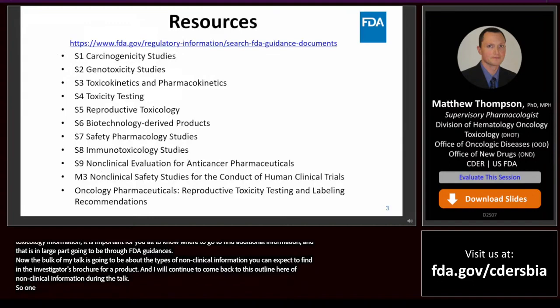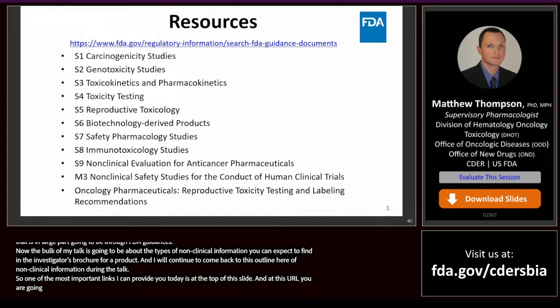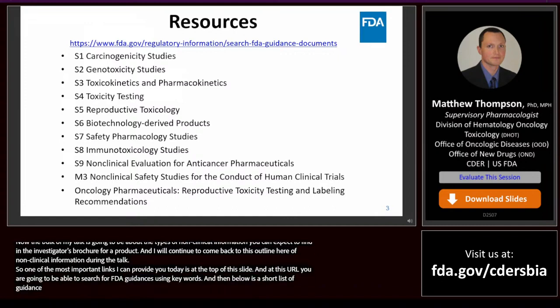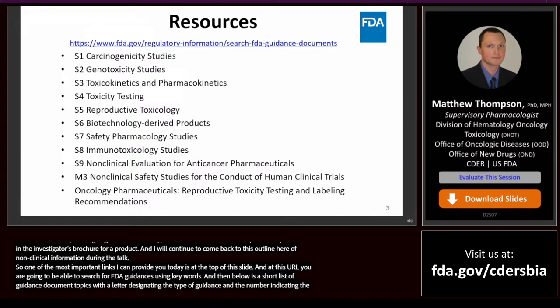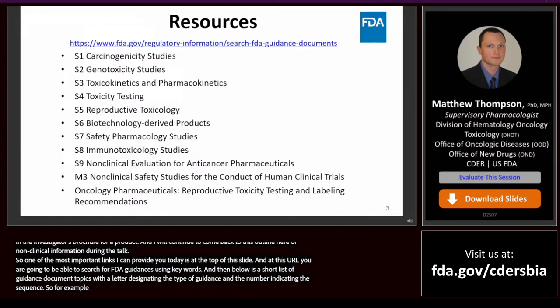So one of the most important links I can provide you today is at the top of this slide. And at this URL, you're going to be able to search for FDA guidances using keywords. And then below is a short list of guidance document topics with a letter designating the type of guidance and the number indicating the sequence. So, for example, here S refers to safety, and M, or in this case M3, refers to a multidisciplinary guidance.